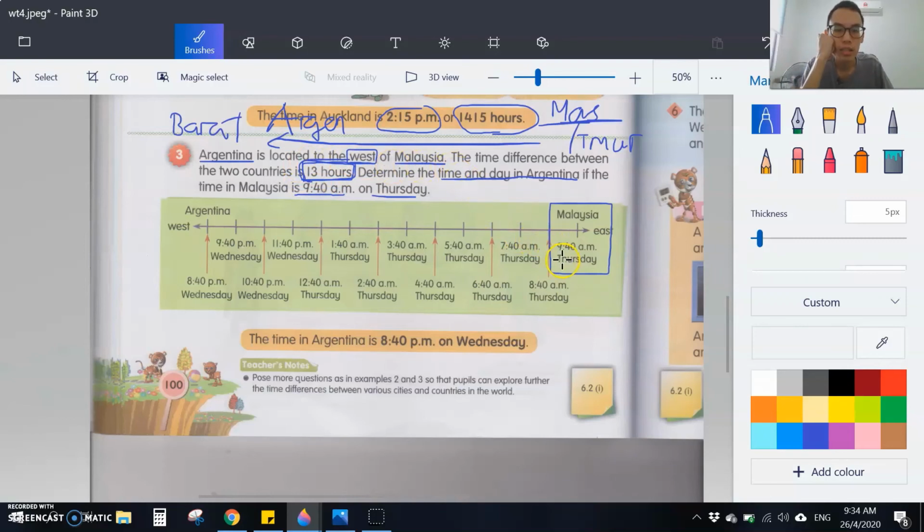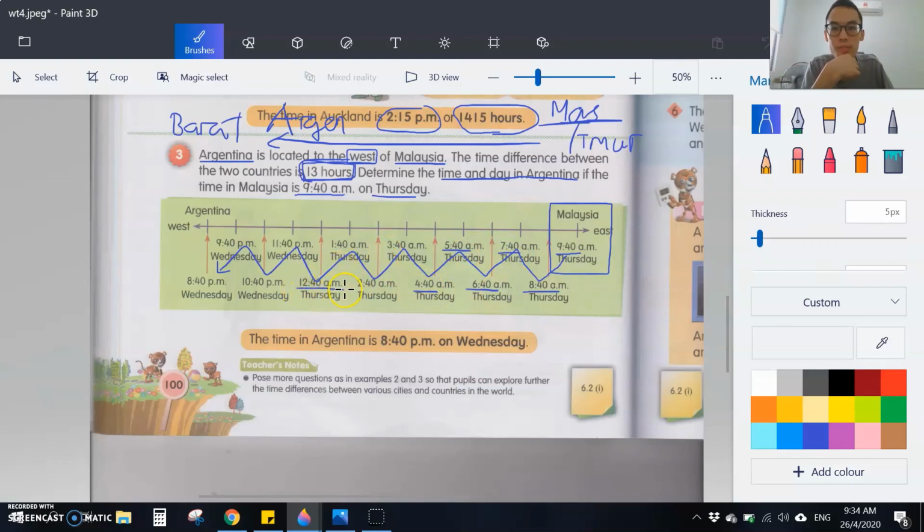Okay, tengok ya. So 9:40 pagi tolak 1 ialah 8:40 pagi ya. Tolak 2, tolak 3, tolak 4, tolak 5, 6, 7, 8, 9, 10, 11, 12, 13. Kita tolak 13 jam. Okay, we minus 13 hours. You can draw a line like this and then you can count back, right? 9:40 minus 1 hour is 8:40, minus another hour 7:40, 6:40, 5:40, okay, minus the hours.